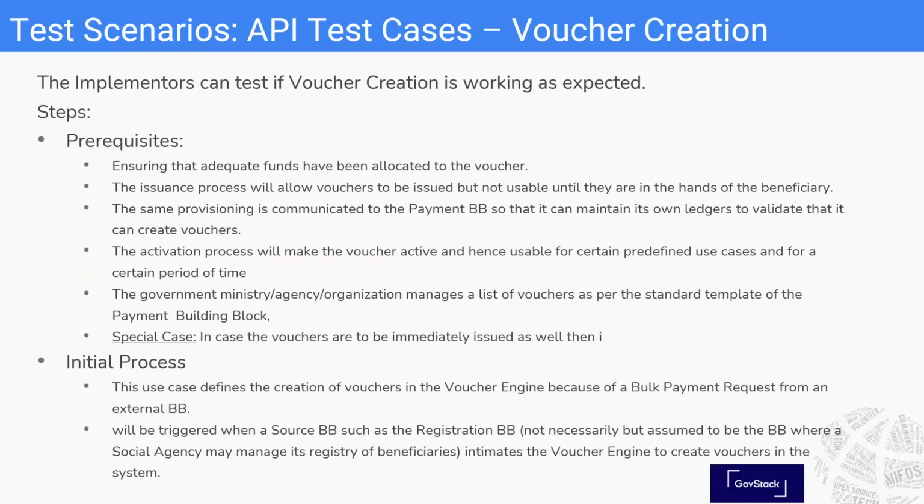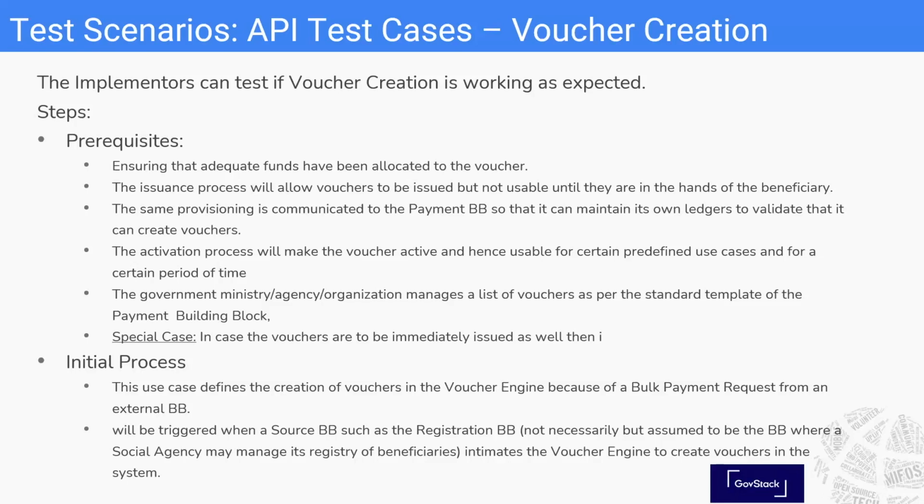First of all, you need to make sure that there are sufficient funds available to allocate to the voucher. The second bit is to ensure that when the vouchers are issued, they're not usable until they're in the hands of the beneficiary. The same provisioning is communicated to the payment BB, so it can maintain its own ledgers to validate if it can create the vouchers or not. The activation process makes the voucher active, since they're created inactive by default, as we showed earlier, and therefore usable for the predefined use cases and a period of time if an expiry has been set.